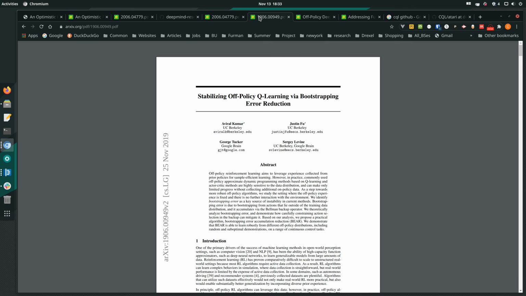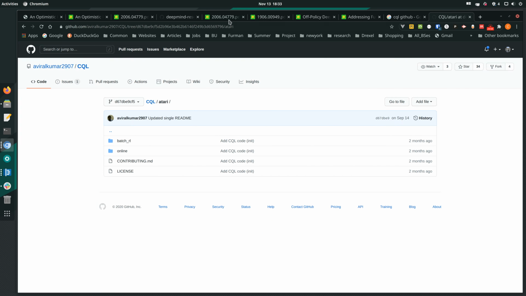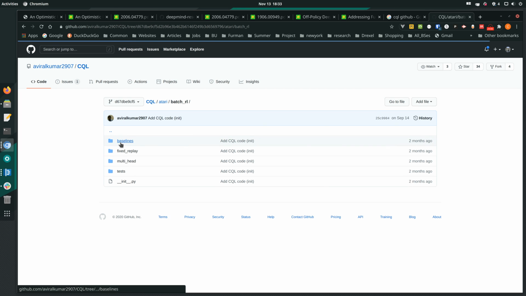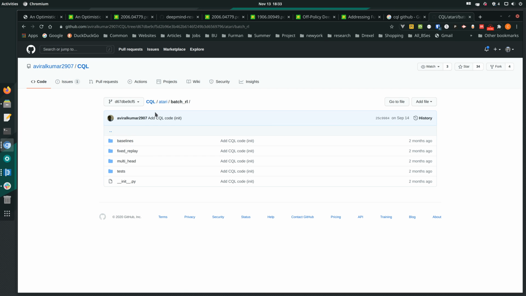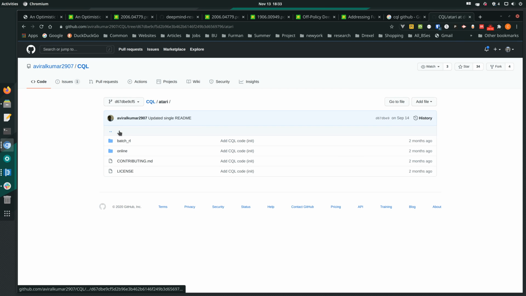In the Batch.rl algorithm, which is in RL-Kit. Okay. So in CQL, it should go up a directory. I don't know. Sorry, I'm looking at a different edition of CQL. Oh, okay. Which is in the D4RL repo.